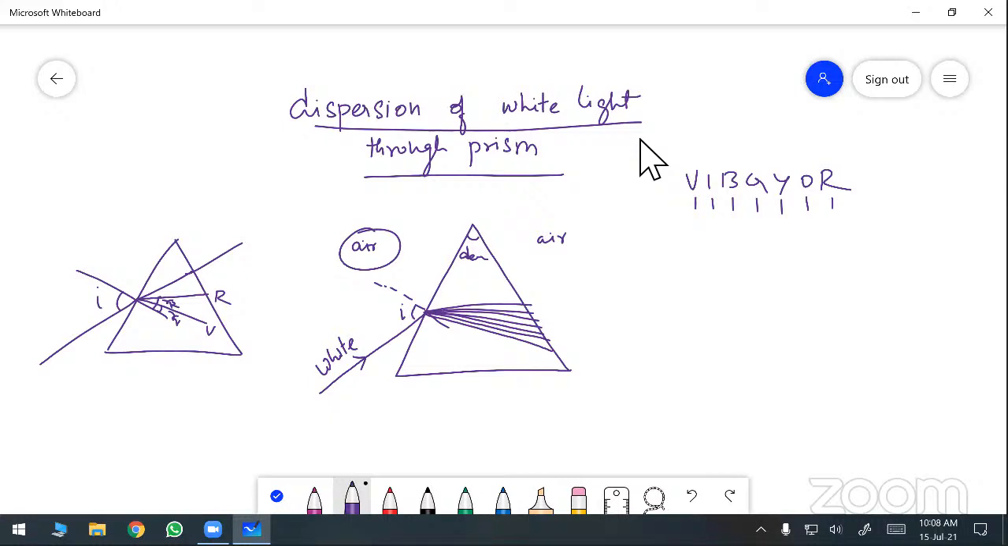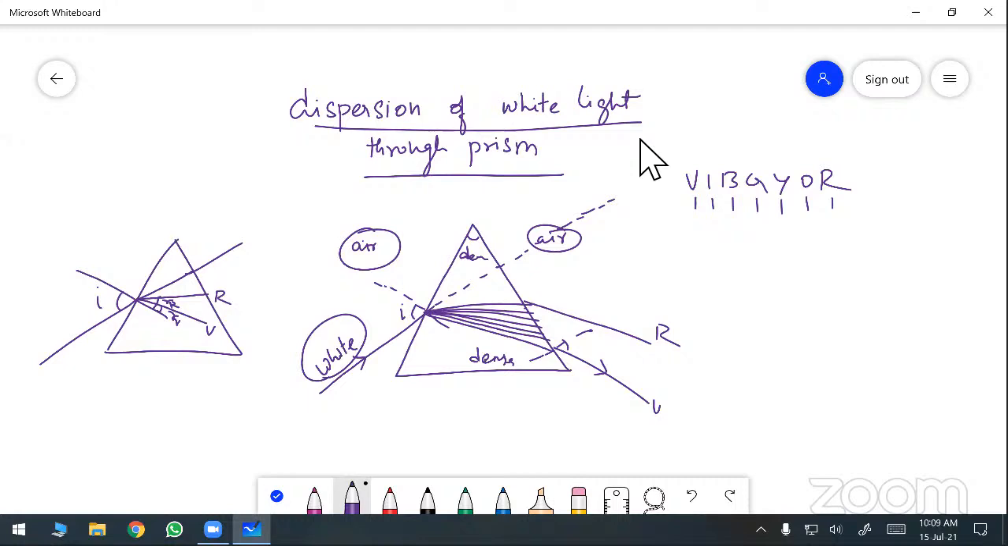For example, this is an incident ray. Now the colors travel from glass to the air medium, so denser to rarer. What happens? Going from denser to rarer, after refraction the ray bends away from the normal. Taking violet, this is the normal, and the ray is away from the normal. This is the emergent ray. This is violet, and next is red. Violet to red bend away from the normal.